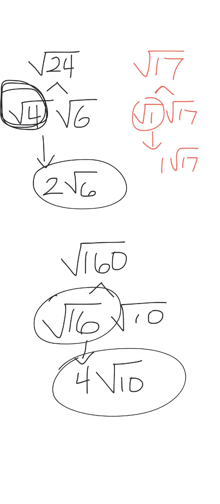Now, 1 radical 17 really means 1 times radical 17. There's really a multiplication there. 1 times anything is itself. So we're back to where we started. See that? We're back to where we started. So any radical that has no perfect squares other than 1 that go into it is already in simplest form. You cannot simplify it further. You must just leave it alone.